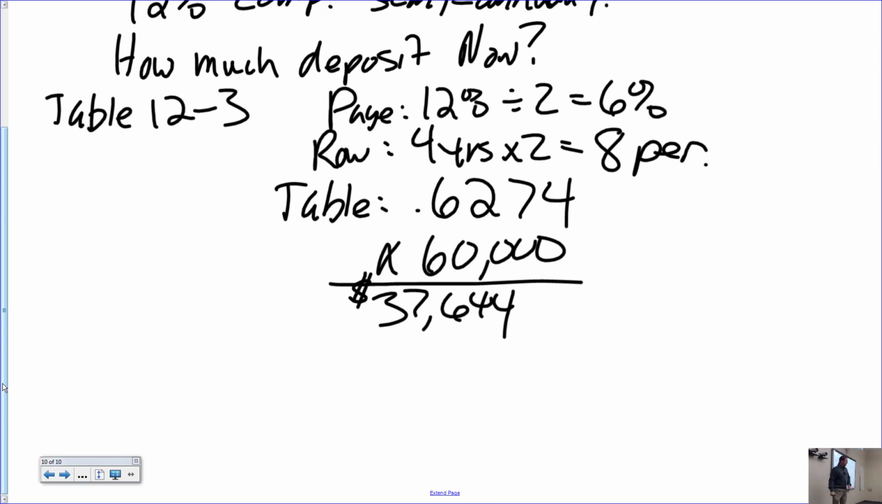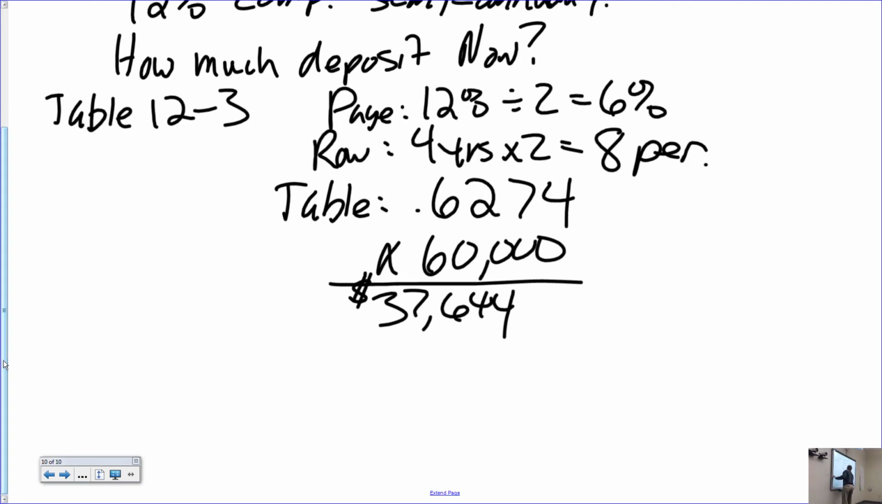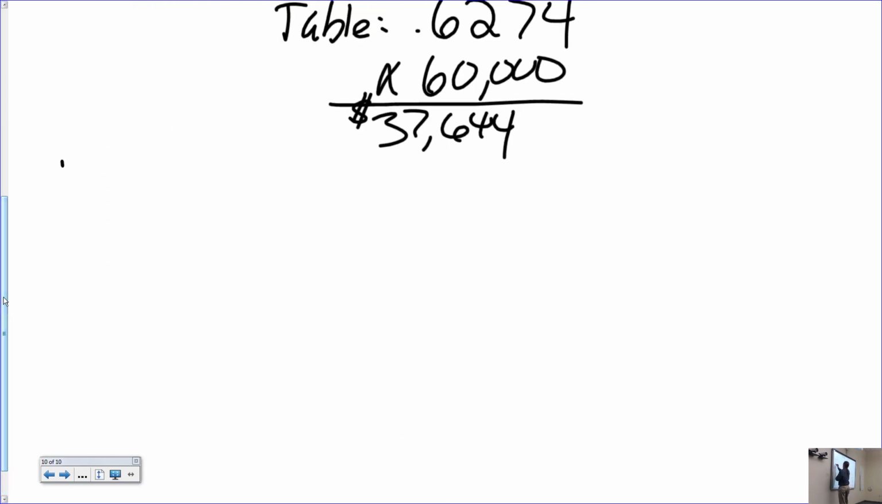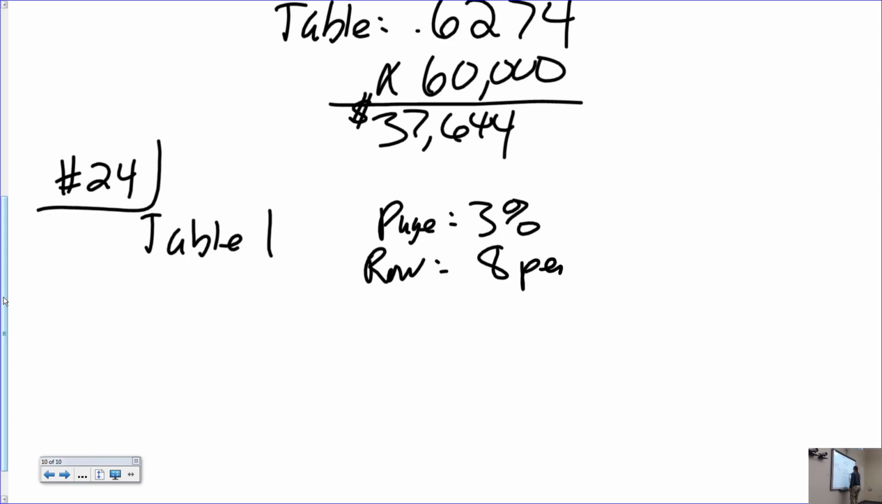$37,644. So if he invests $37,644 right now, he will have $60,000 in 4 years. So how do we check that answer? Multiply it by period 8 on table 12.1. You stay on the exact same page and the exact same row, just use table 1 instead of table 3. So we're going to stay on the 3% page, with 8 periods.